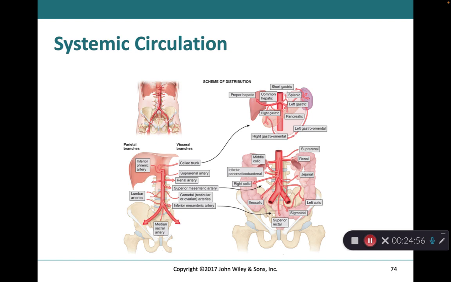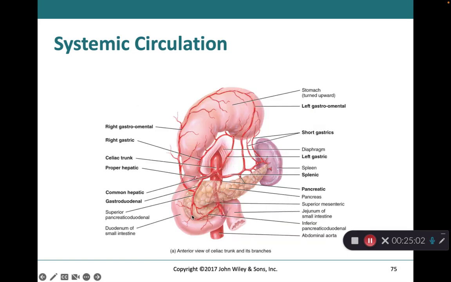Okay, so here is some of that branching here of the other arteries. And this is just showing the splenic artery going to the spleen here, right? Pancreatic arteries going into the pancreas, etc.